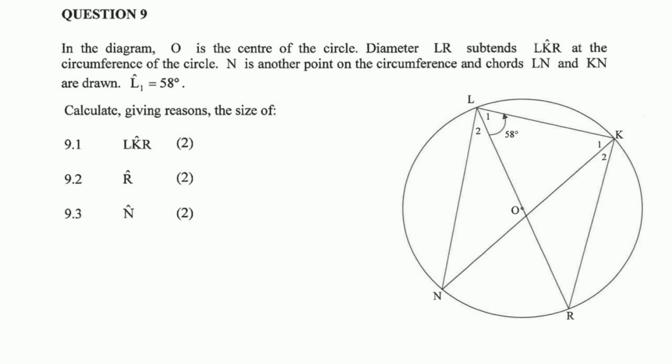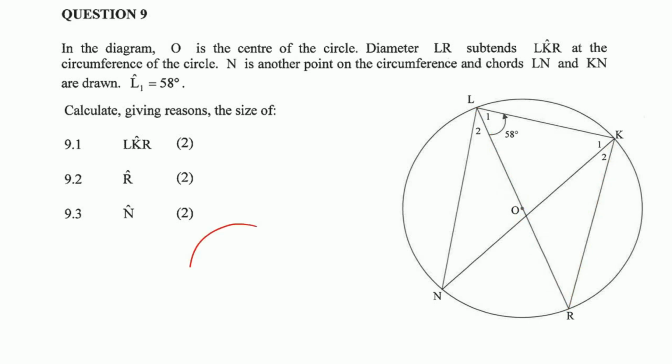In the diagram, O is the center of the circle. Okay, diameter LR subtends LKR at the circumference. N is another point. L1 is 58. Calculate with reasons the size of angle LKR. So LKR is this angle over here. Now that angle is 90 degrees. Why? Because it is subtended by the diameter. Remember, this is the diameter. They told us that. So that angle is made from that diameter.